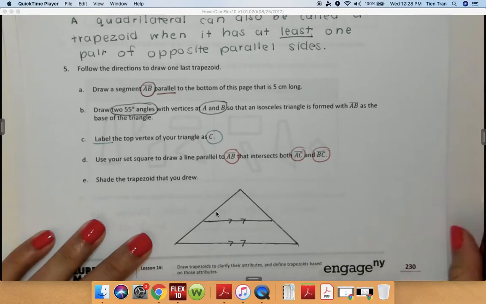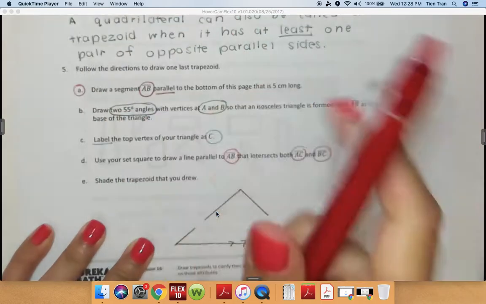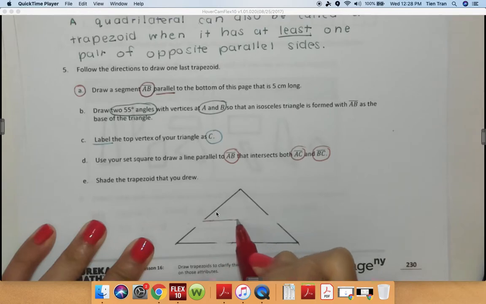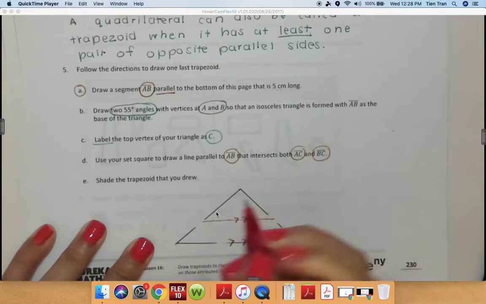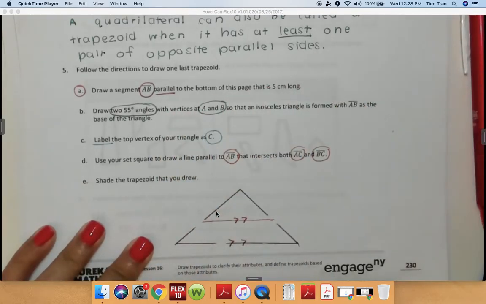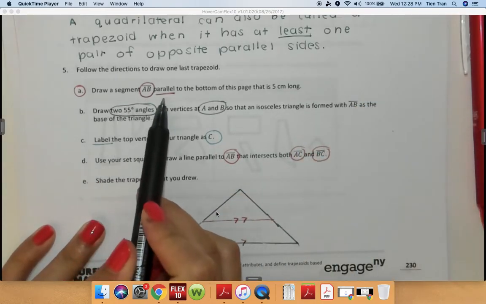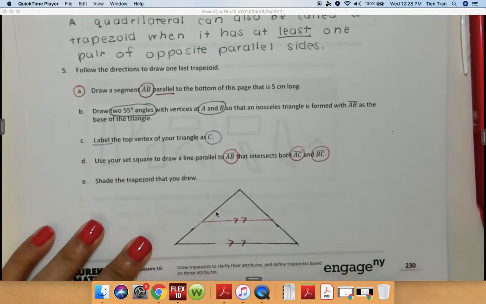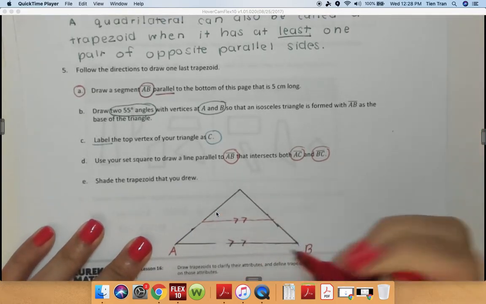Now for the second one, I should have labeled that in red actually because that's the first step I did. I want to make sure you guys can see how I did that. So I'm going to show that in red so that you know that it corresponds with problem A. Okay? So that's what I did for A. Draw a segment AB parallel to the bottom of this page that's 5 centimeters long. So it is parallel, and this is A, and this is B.